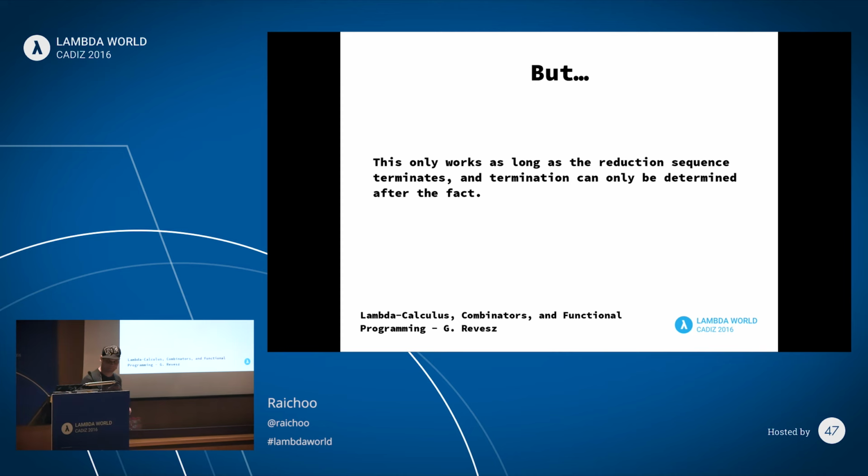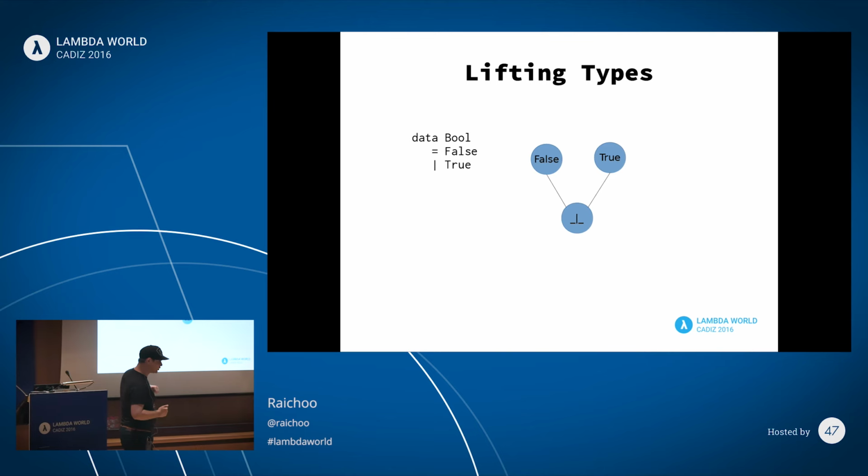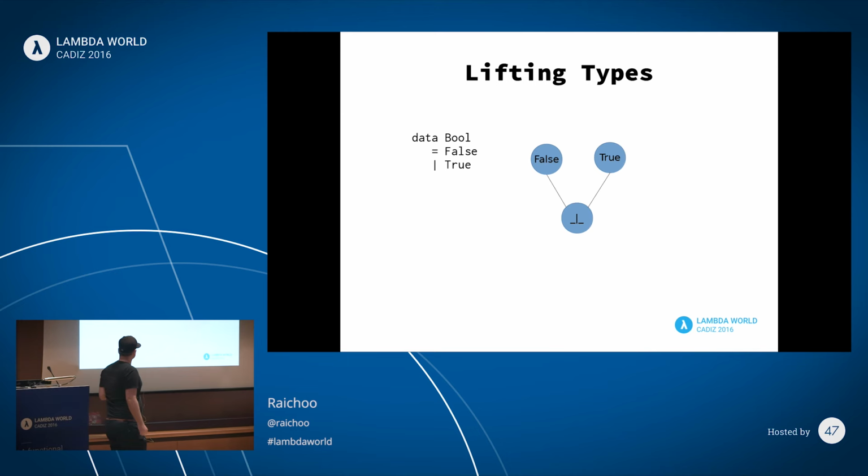We do something that is called lifting the type. So let's look at something that is, in my opinion, one of the simplest types that we can start with that is actually interesting at all. We could use something that is even less interesting, but I think the Boolean is quite handy here. So we have a Boolean. It has two values, false and true. And what we introduce is another value.